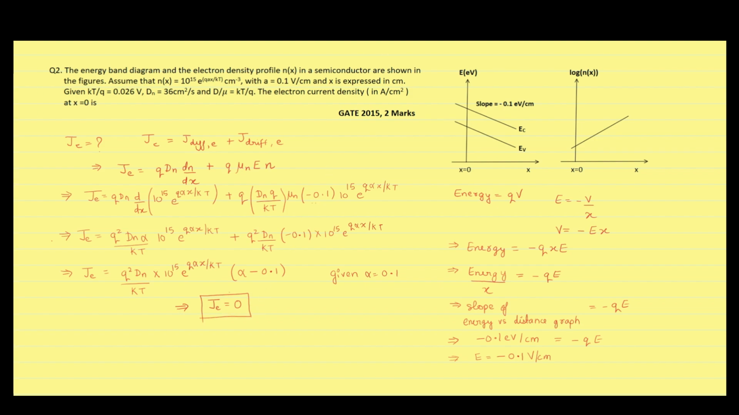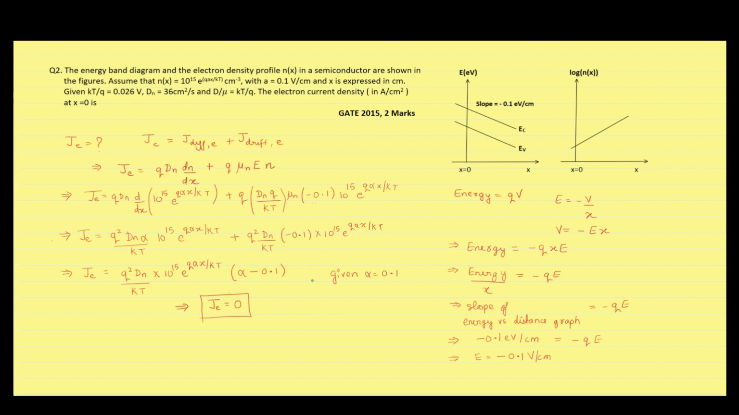This question was not difficult, but many students get confused in the direction of diffusion and drift current. A better way to solve this question will be to first find the magnitude of drift current and diffusion current separately, and after that think logically in which direction drift current and diffusion current will flow.